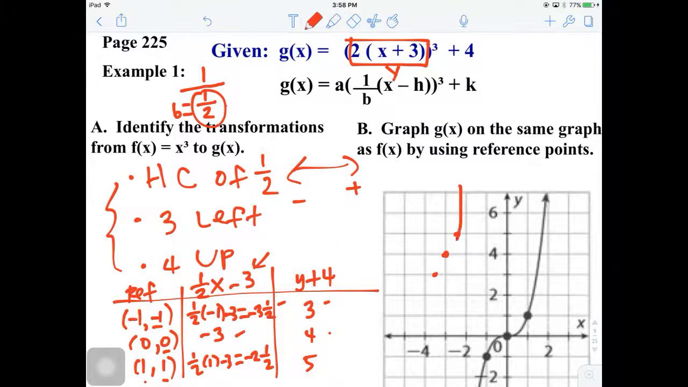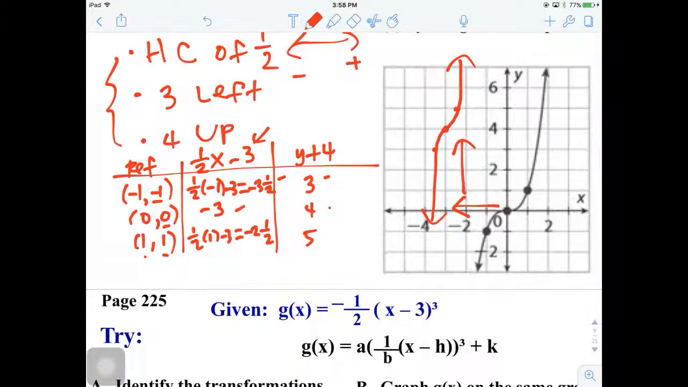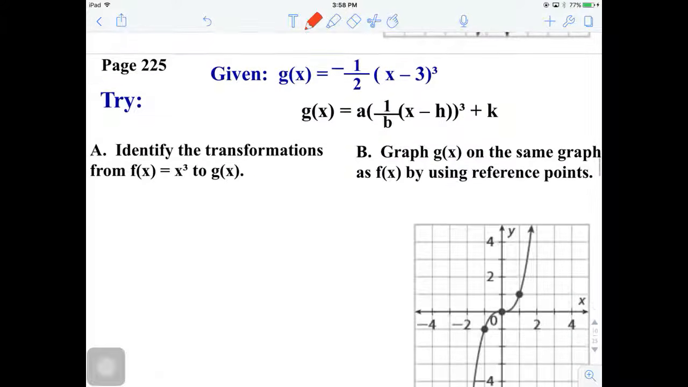And so if I just follow the same shape of the cubic function, it should look something like this. So it looks like this graph has been horizontally compressed by scale factor of 1/2, and then shifted 3 units to the left and then 4 units up, and this is the new location of the graph given those transformations. Hopefully you are more familiar with that now. Let's go ahead and move on to practice.